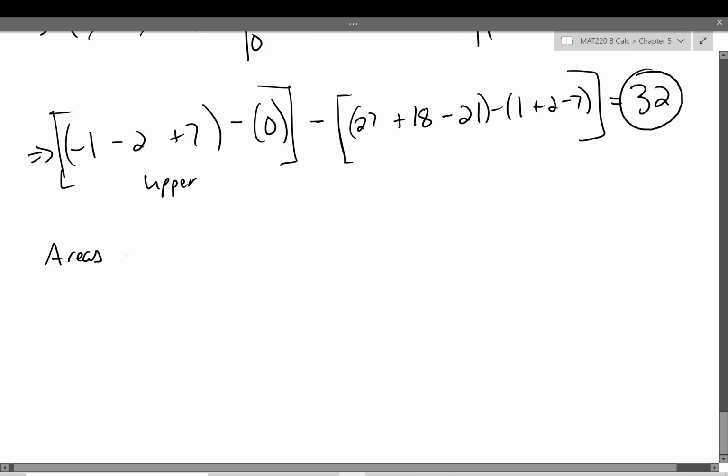And this question deals with areas bounded by curves. Okay? And what we mean by bounded by curves is that the area itself is going to be trapped inside two curves.